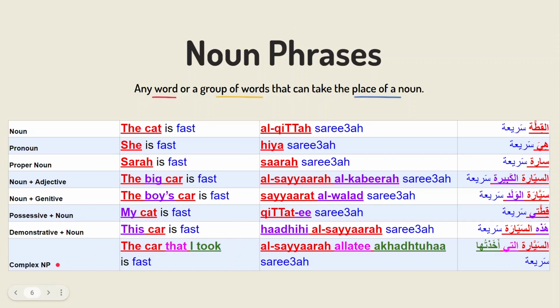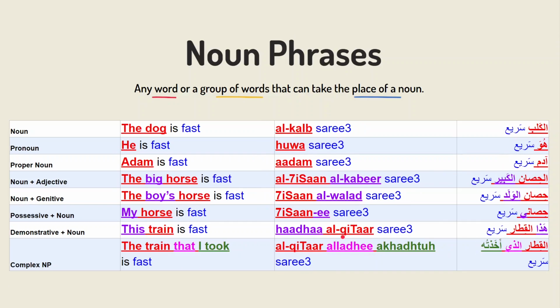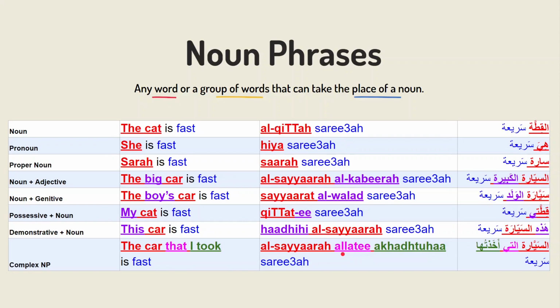And then we have the complex noun phrase. The car that I took is fast. السيارة التي أخذتها سريعة. So here we notice that the previous one we had الذي, which is the relative pronoun for male, but here التي, which is the relative pronoun for female. السيارة التي أخذتها سريعة.